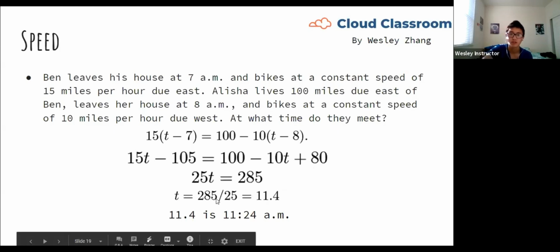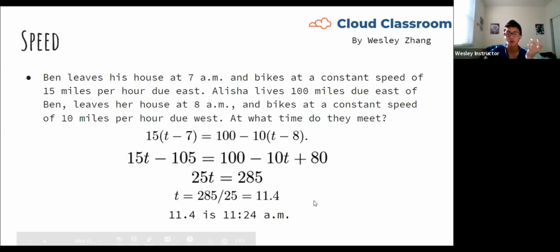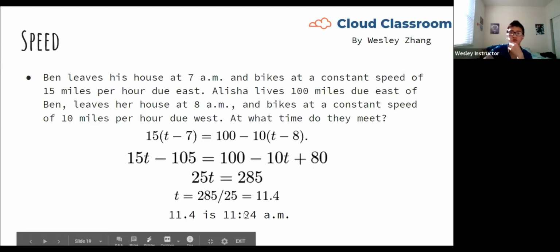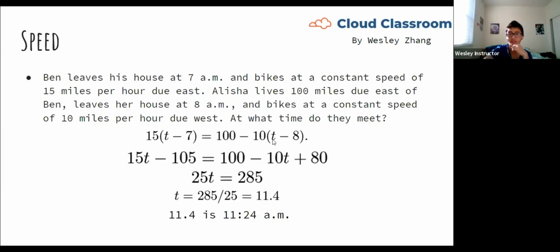So t equals 11.4. Well, we don't say 11.4 a.m. We've got to convert the 0.4 into the actual minutes. So there are 60 minutes in an hour. So it's just 60 times 0.4, and that's 24 minutes. So 11.4 is 11:24 a.m. So they meet at 11:24 a.m. So remember, we have the 100 minus because she's going in the opposite direction as Ben.